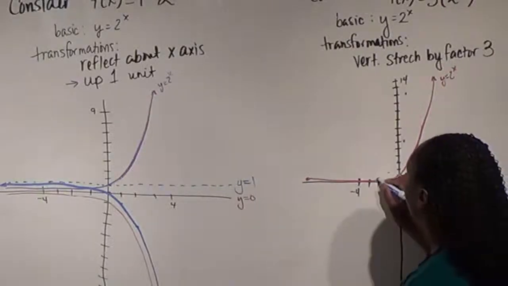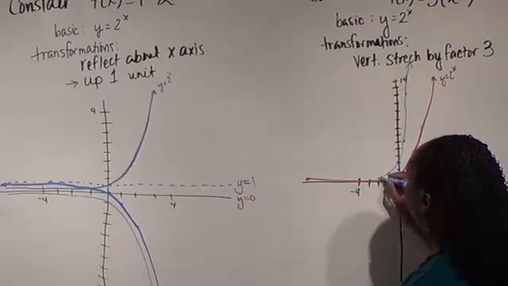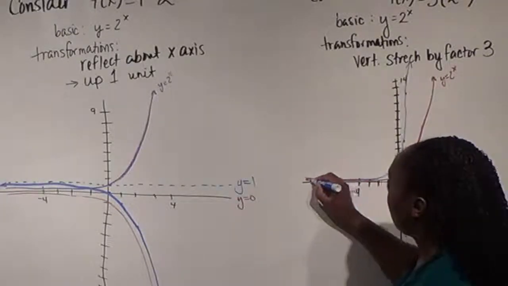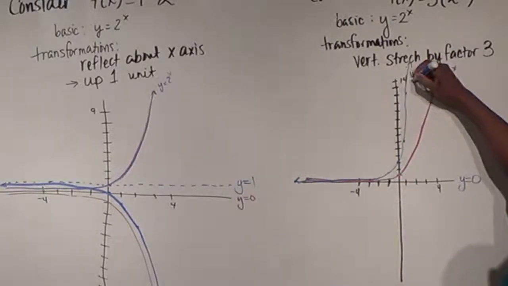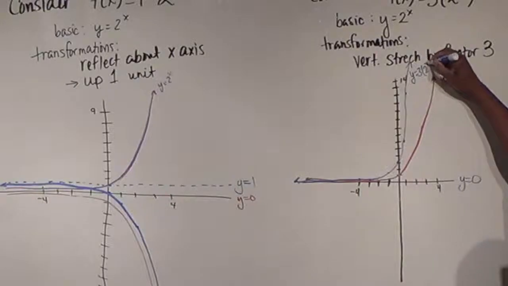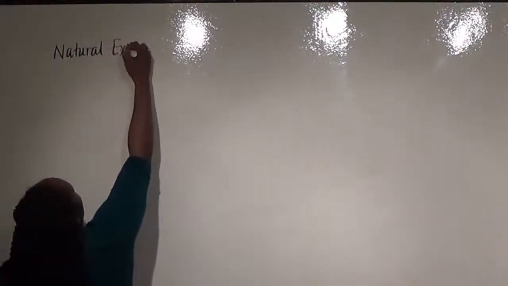Okay? The only thing that's going to change is how quickly my values increase and decrease. Okay? So there is my graph of y equals 3 times 2 to the x. Okay. The last thing to mention about exponentials is what we call the natural exponential function.